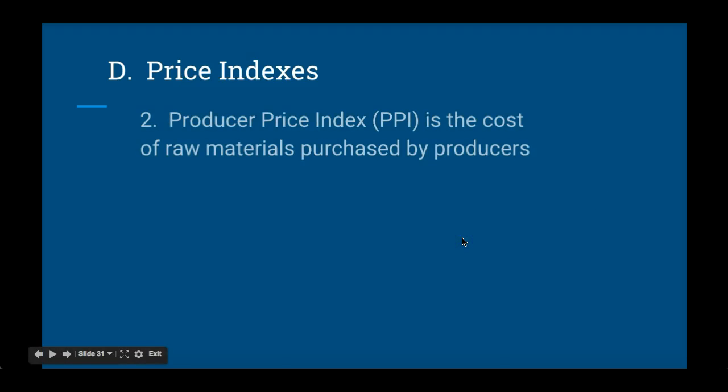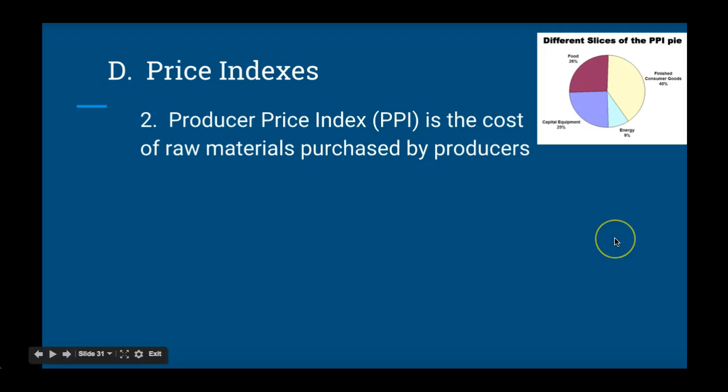Okay, the second price index is the Producer Price Index, or the PPI. The Producer Price Index is where your market basket, that virtual shopping cart, is made up of all the stuff that producers need to be able to provide their product. So that includes, for example, raw materials.